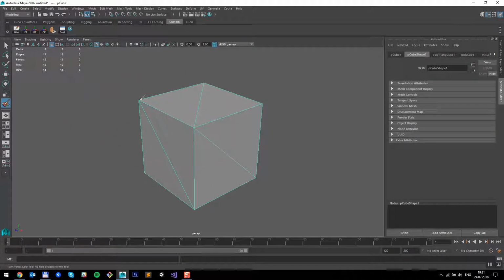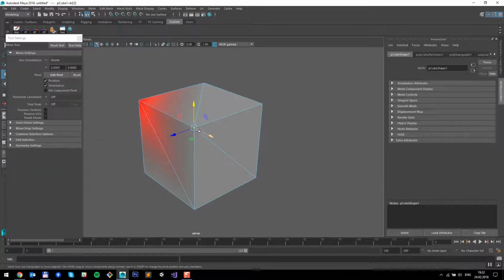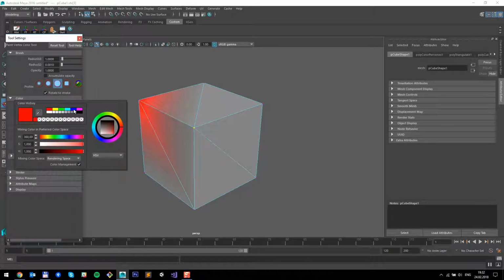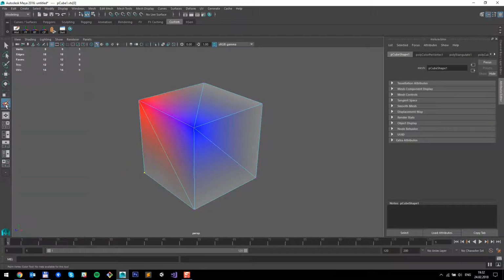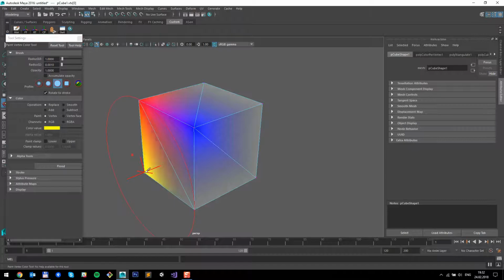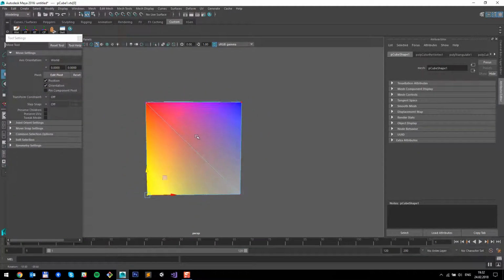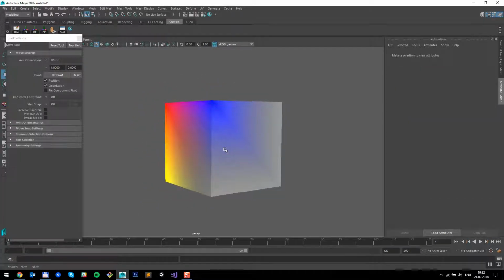At first, let's paint some vertices in different colors. This one will be red, this one is blue, and another one is yellow. This is how the cube looks after color interpolation. Anyway, in order to see vertex colors of your mesh, the shader should take them into account.